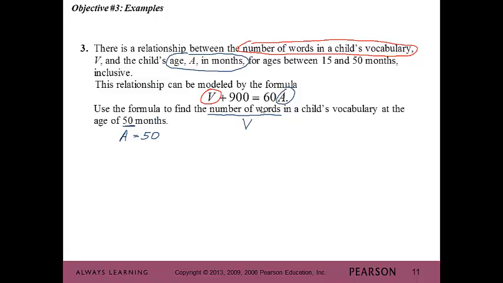Now all we're going to do is plug in 50 for A and solve for V. So we have V plus 900 equals 60. And instead of writing A, we're going to say times 50. So we have V plus 900 equals 3,000. 60 times 50 is 3,000. Now we get to solve for V.